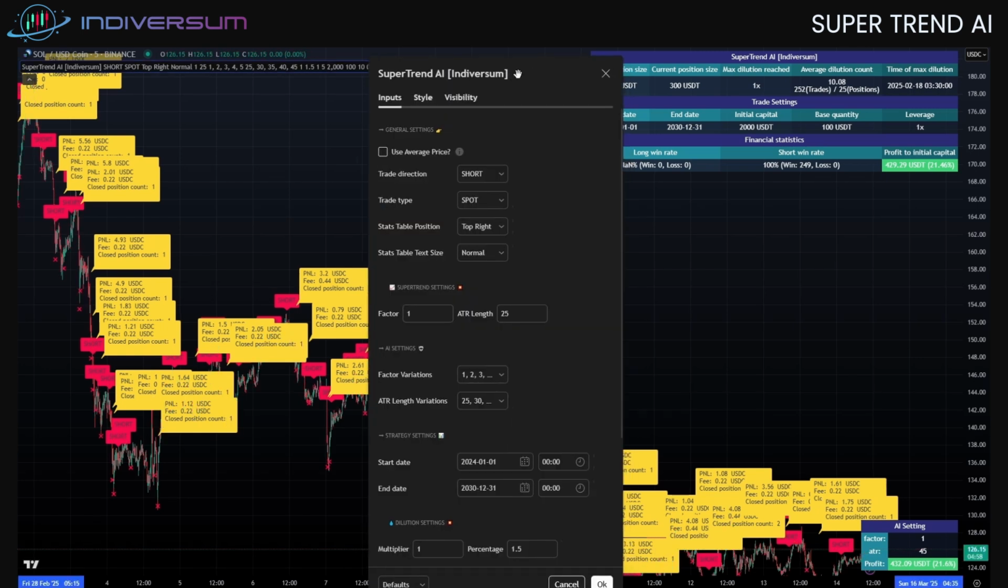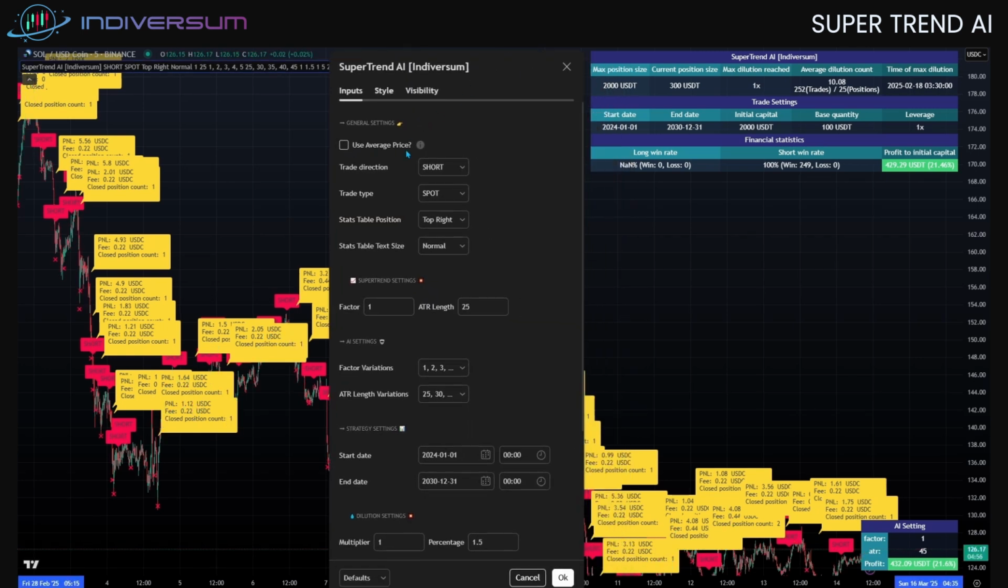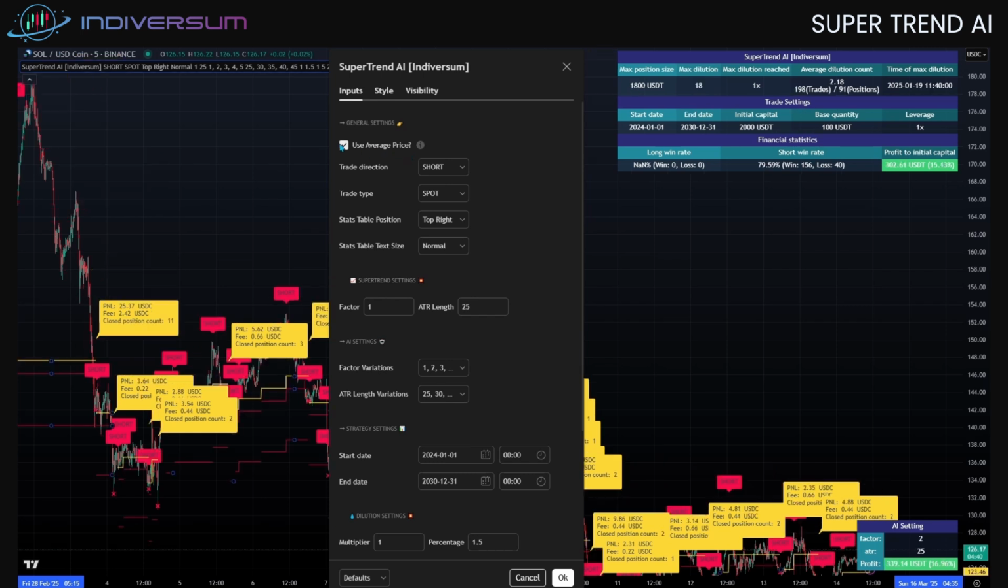Now let's check out the general settings. When the Use Average Price option is enabled, it means that if multiple positions are open at once, the system will calculate an average price based on the opening levels and treat the positions as a single entity, closing them all at those average levels. If the option is disabled, the positions are managed separately.